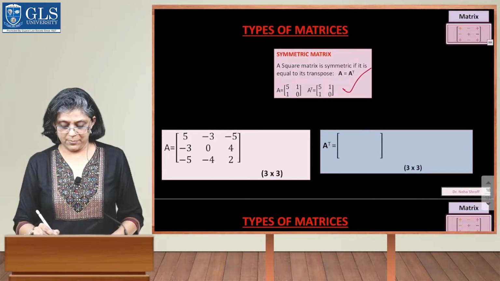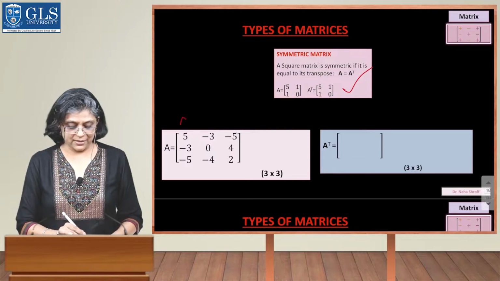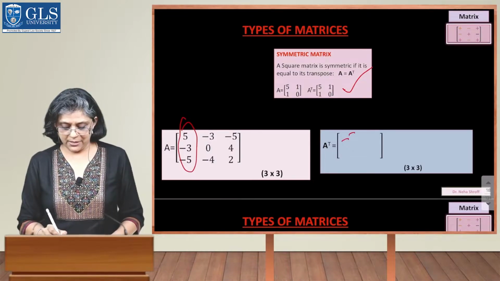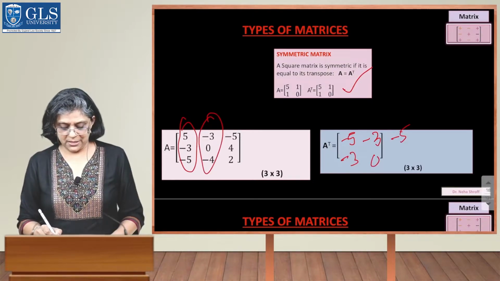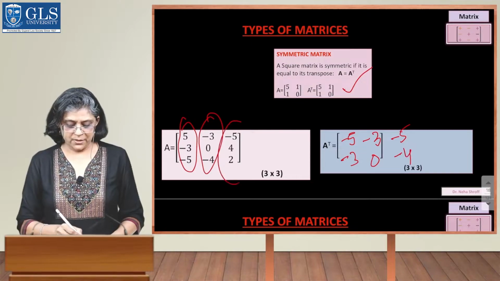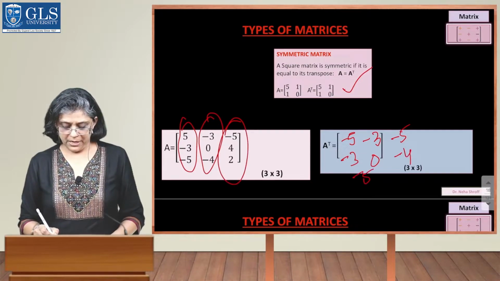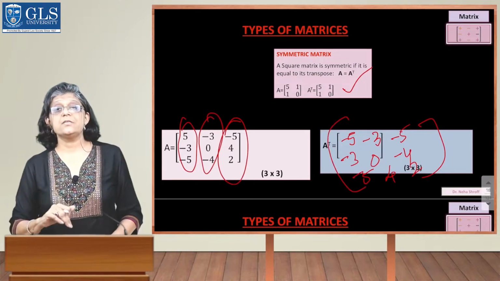ये मैंने डेमो के लिए वापस रखा है, हम ट्राई करते हैं. ये -3 है तो -5, -3 -5. Second column -3 0 -4. Third column -5 4 and 2. Clear? So this is my transpose.